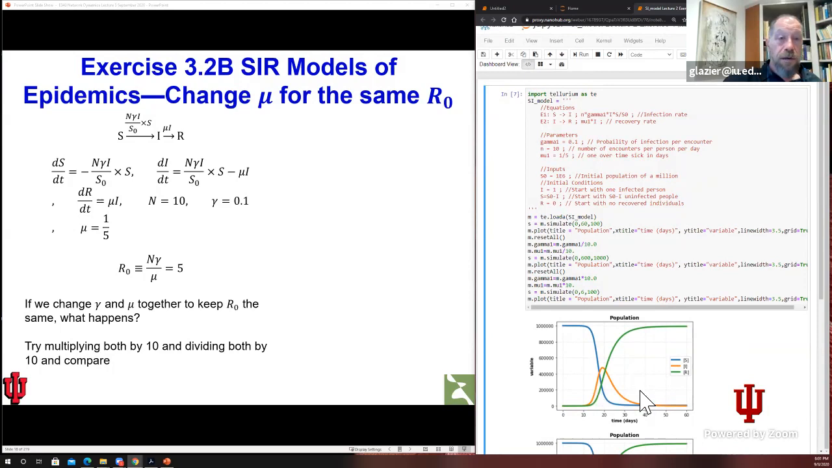And so when you talk about changing R naught, that's only one of 2 aspects that are determinative. R naught and mu aren't independent of each other, but you can think of R naught and mu as being separate parameters.